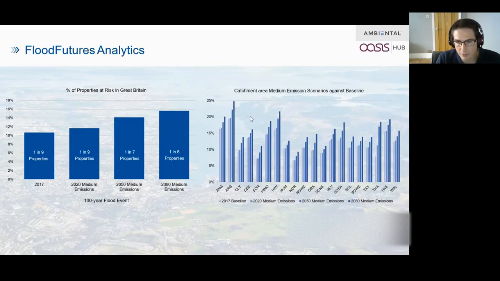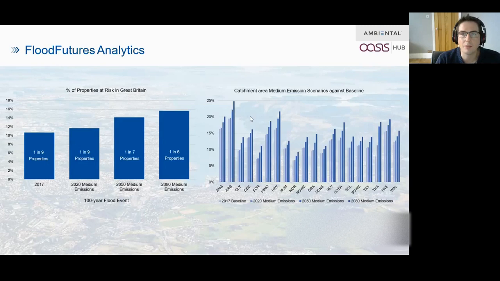The graph on the left is explaining the one in 100-year flood event level, how many properties have some sort of potential impact, and that goes from 1 in 9 today or a couple of years ago. It stays around 1 in 9 as you go into the medium emissions profile, this is into the 2020s, but it increases a bit. We get to about 1 in 7 by the 2050s, and then just about 1 in 6 by the 2080s, which is extraordinary, really, when you think about right now.